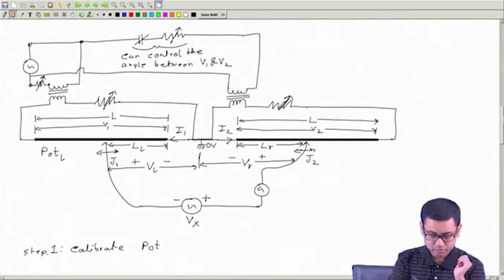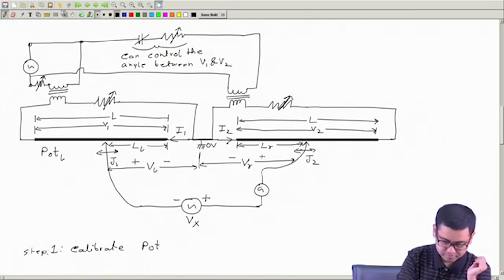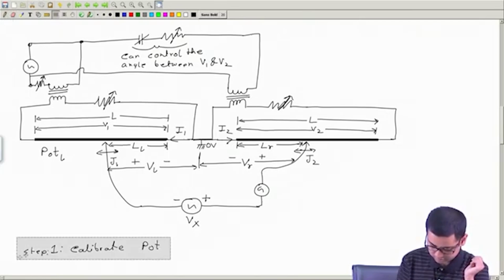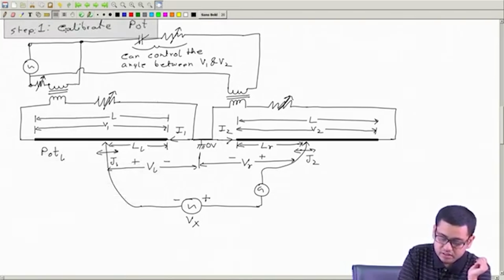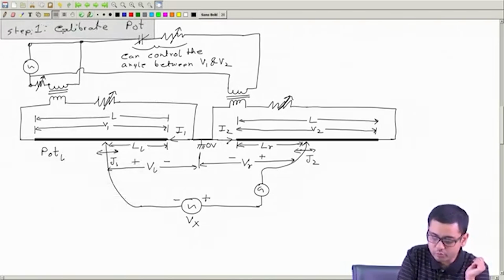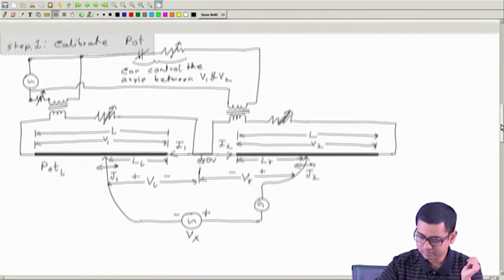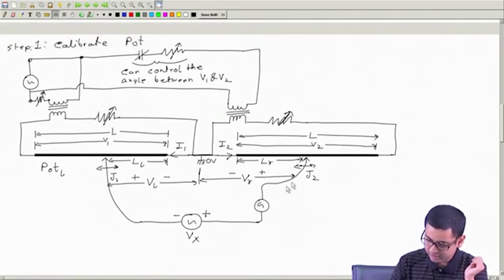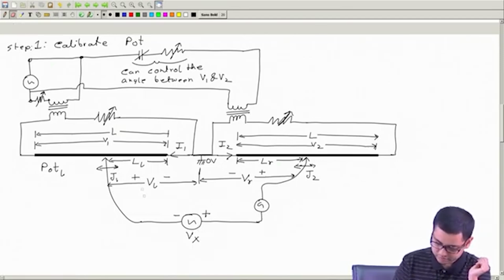Okay, so step 1 is calibration of potentiometer 1. For that, we do not need this unknown source right now, so let me erase this unknown source.